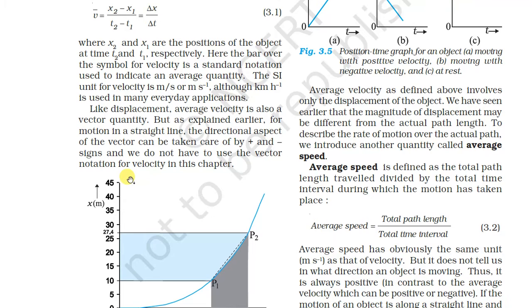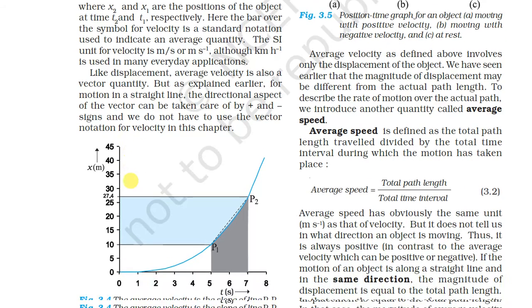Like displacement, average velocity is also a vector quantity, but as explained earlier, for motion in a straight line, the directional aspect of the vector can be taken care of by plus and minus signs. We do not have to use the vector notation for velocity in this chapter.